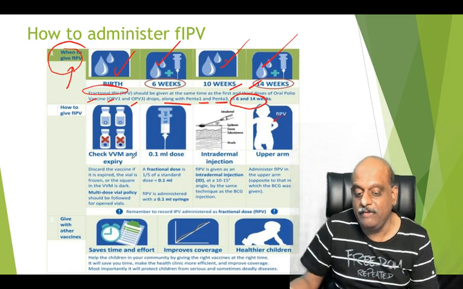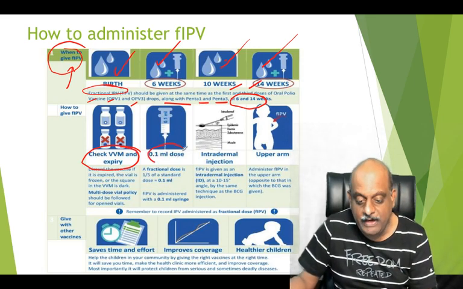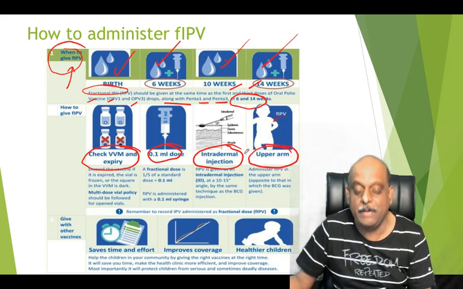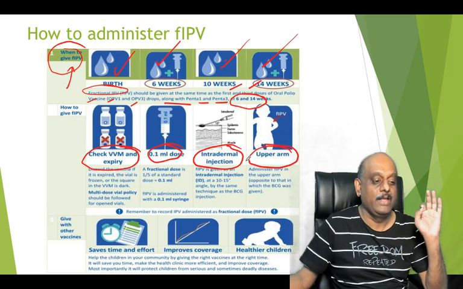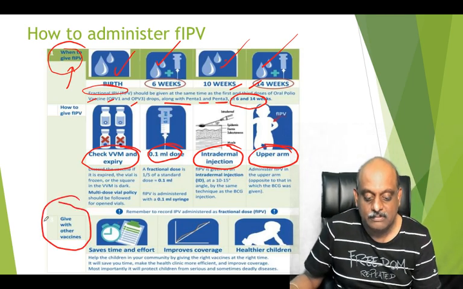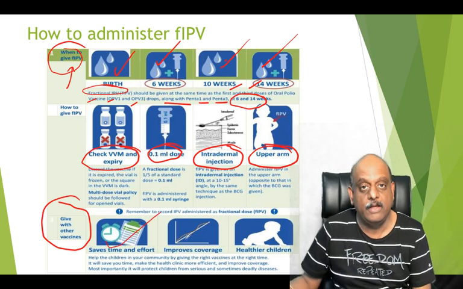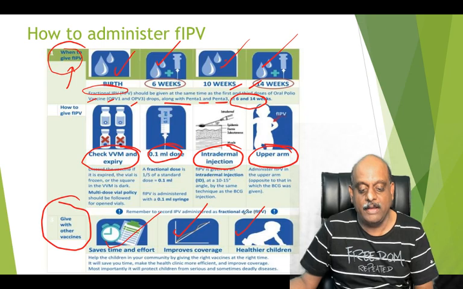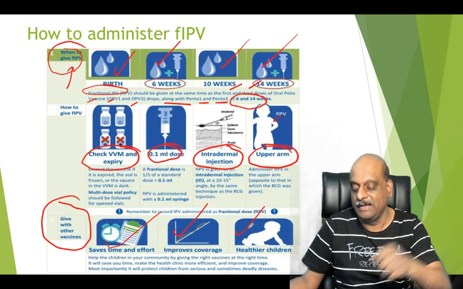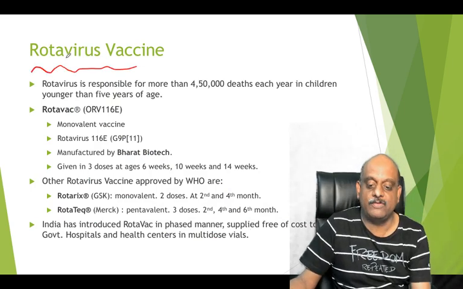Then how to give IPV? First you have to check the vaccine vial monitor and expiry. 0.1 ml dose. You have to give an intradermal injection, typically in the upper arm. That is what you should remember. Then why do you want to give with other vaccines? Because you are saving time, improving coverage, and being fractionated, a smaller dosage, the child is not sick. That's the point.